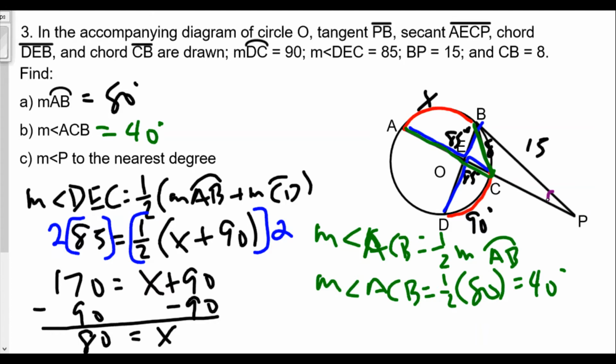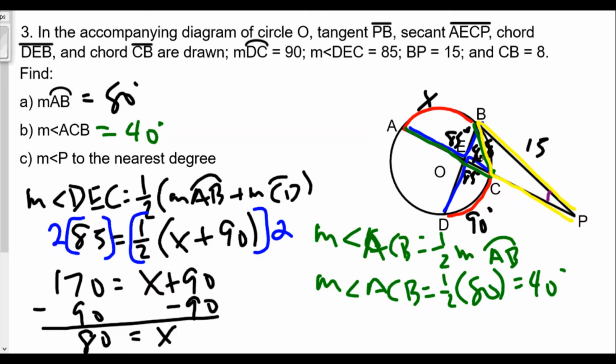Here's the thing. Now we're going to apply something we learned before, our law of sines. Because yes, ladies and gentlemen, there is a triangle here, triangle PBC, of which we can find the measure of angle BCP. You're saying, how can we find that? We just found the measure of angle ACB to be 40 degrees.